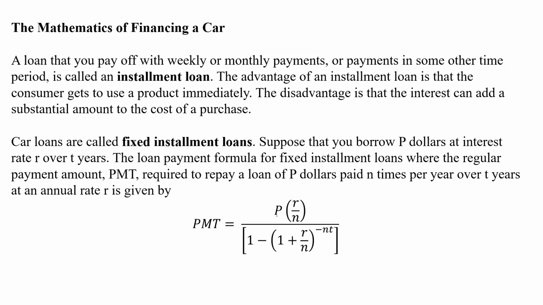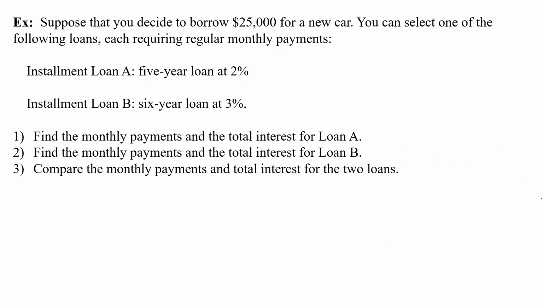So payment is equal to the principal we borrow times the rate as a decimal divided by the number of compounding periods, and divided by 1 minus 1 plus the rate over the number of compounding periods, to the negative n times t. Again, n is the number of compounding periods per year and t is the number of years. So that's the formula we're going to use. We have to remember all those things when we do the next problem here.